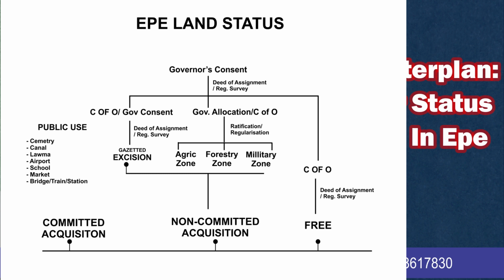All right, so we have committed acquisition. Everybody should understand what we mean by committed acquisition by now. I'm not explaining it. Non-committed acquisition, everybody should also understand what we mean by that by now too. Then we have free. Everyone that has watched part 1, part 2, part 3 should also understand what we mean by free by now too.